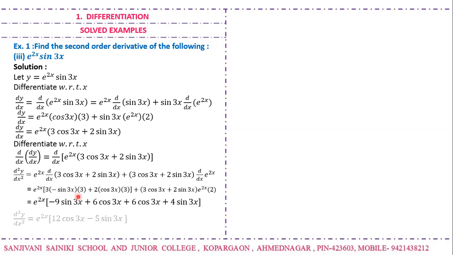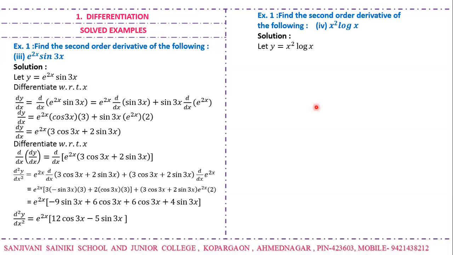Taking addition and subtraction, we will get d2y by dx square is equal to e raised to 2x in bracket 12 cos 3x minus 5 sin 3x. This is the second order derivative. Now, next example, x square log x.